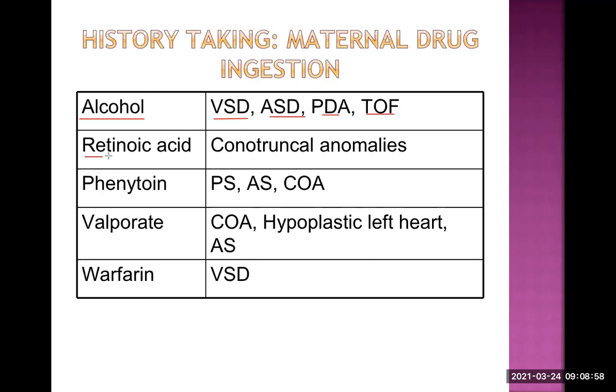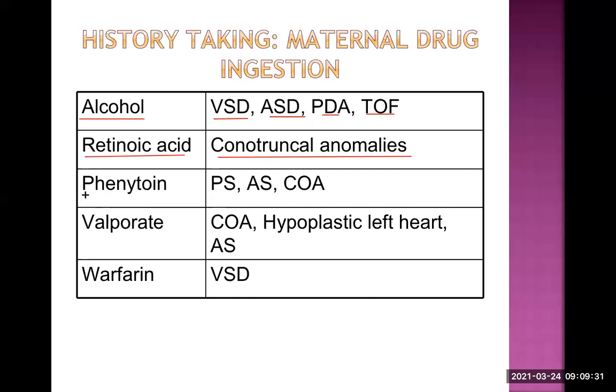If the mother was taking retinoic acid, what is retinoic acid? Vitamin A. Very good. Vitamin A derivatives. You can say vitamin A derivatives, or even vitamin A is an acceptable answer. We don't prescribe vitamin A derivatives or vitamin A directly to the mother during pregnancy. It can lead to conotruncal anomaly. One perfect example of conotruncal anomaly is Truncus Arteriosus.